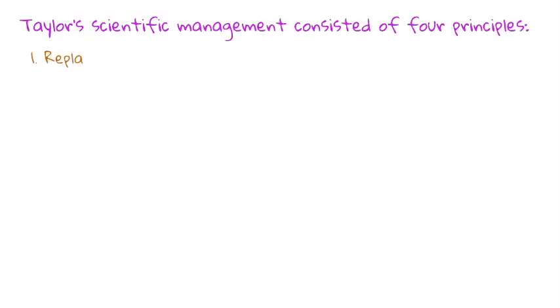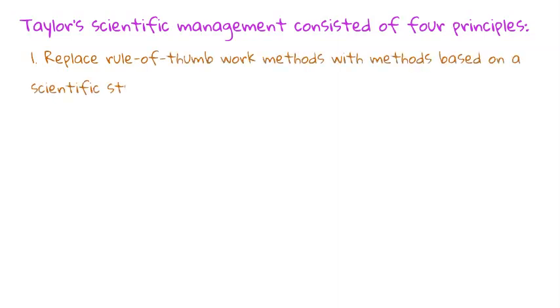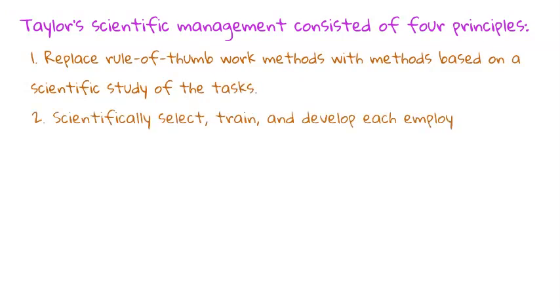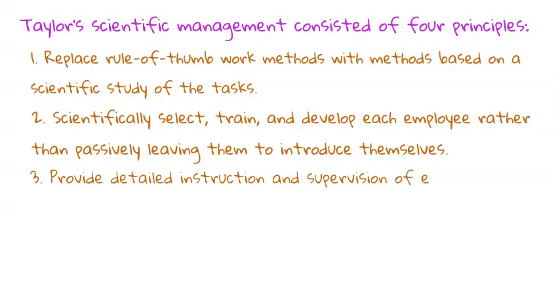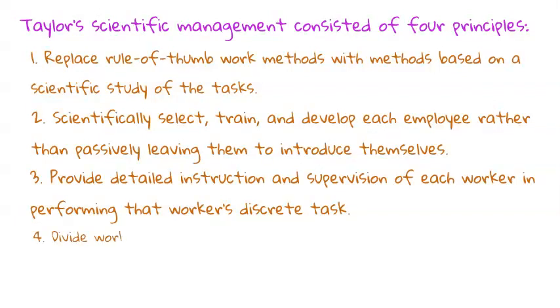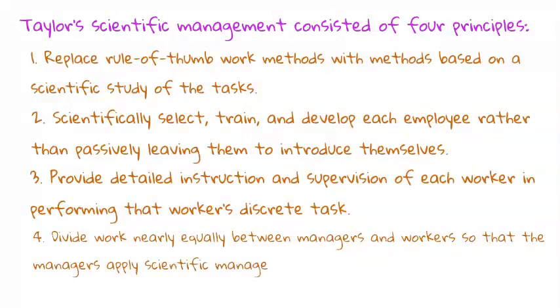Taylor's scientific management consisted of 4 principles. 1. Replace rule-of-thumb work methods with methods based on a scientific study of the tasks. 2. Scientifically select, train, and develop each employee rather than passively leaving them to train themselves. 3. Provide detailed instruction and supervision of each worker in performing that worker's discrete task. 4. Divide work nearly equally between managers and workers so that the managers apply scientific management principles to planning the work and the workers perform the tasks.